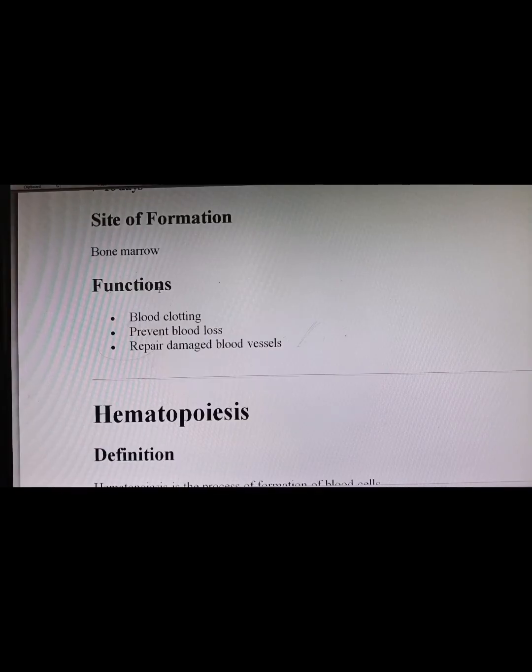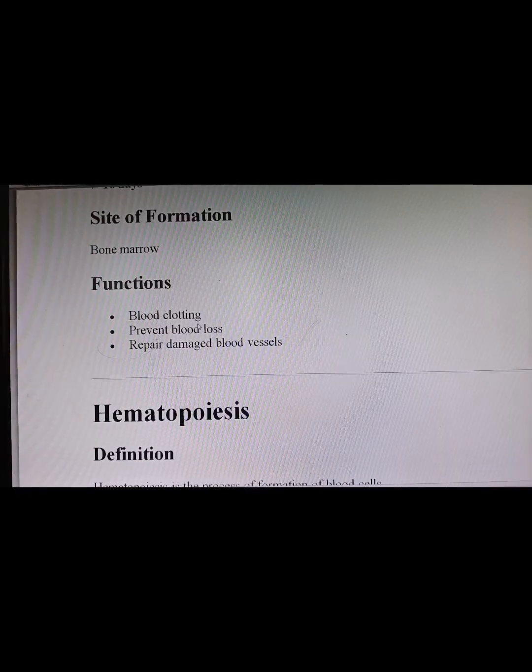Next we will see functions of platelets. First function is blood clotting. Plasma contains plasma proteins such as fibrinogen and prothrombin. These proteins help in blood clotting. Second one is preventing blood loss. Third one, repairing damaged blood vessels.